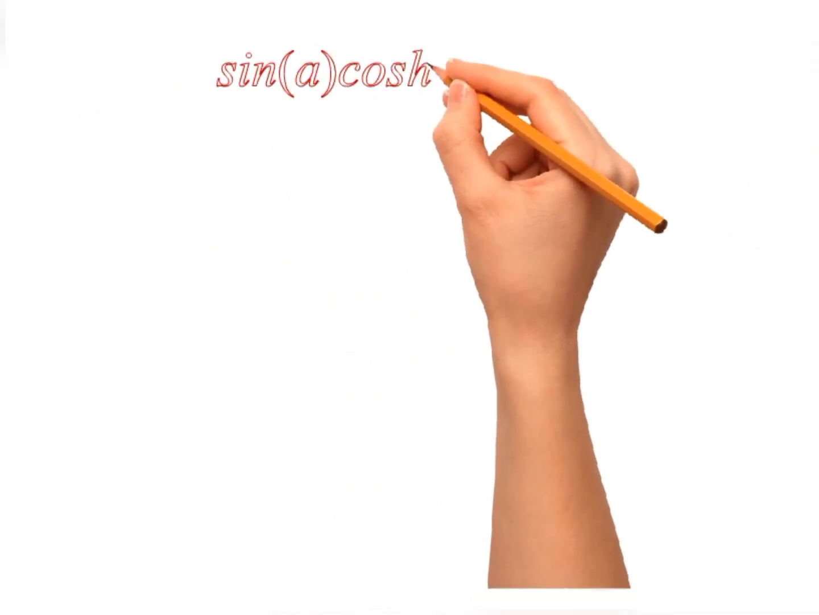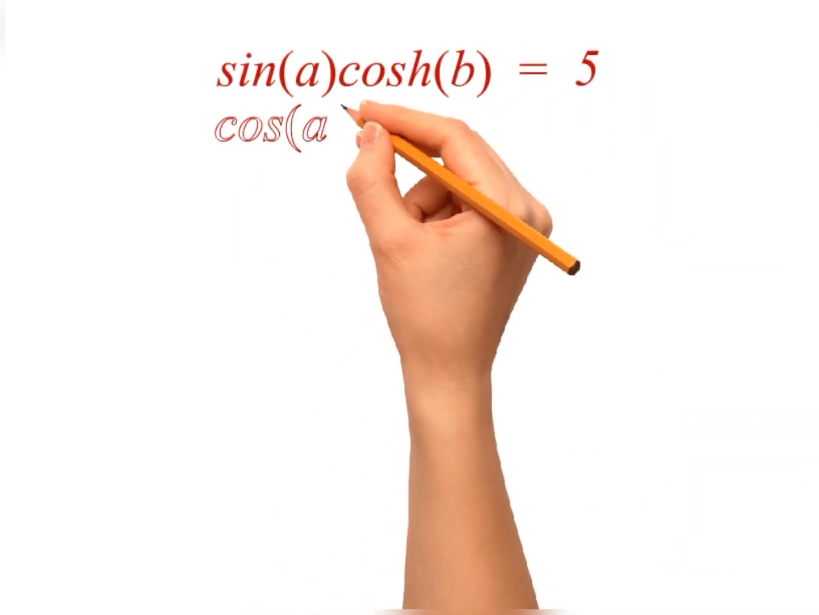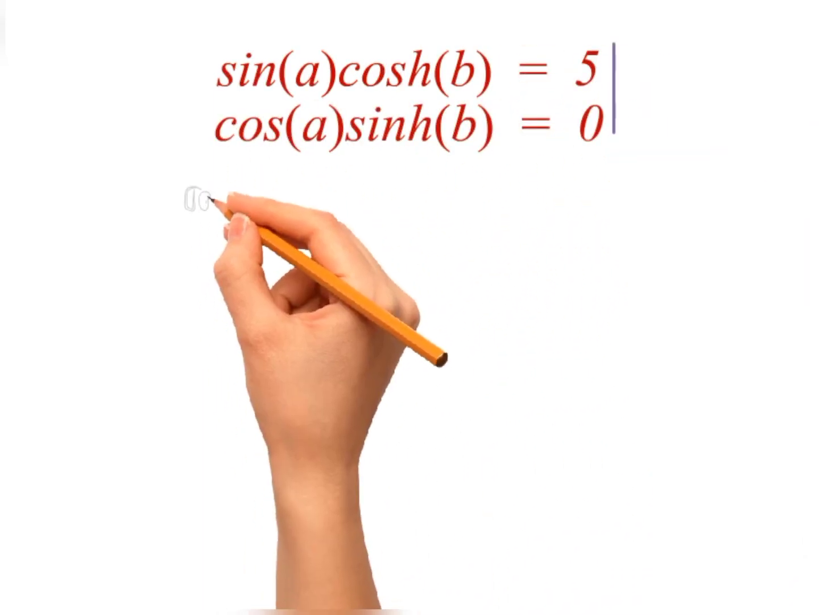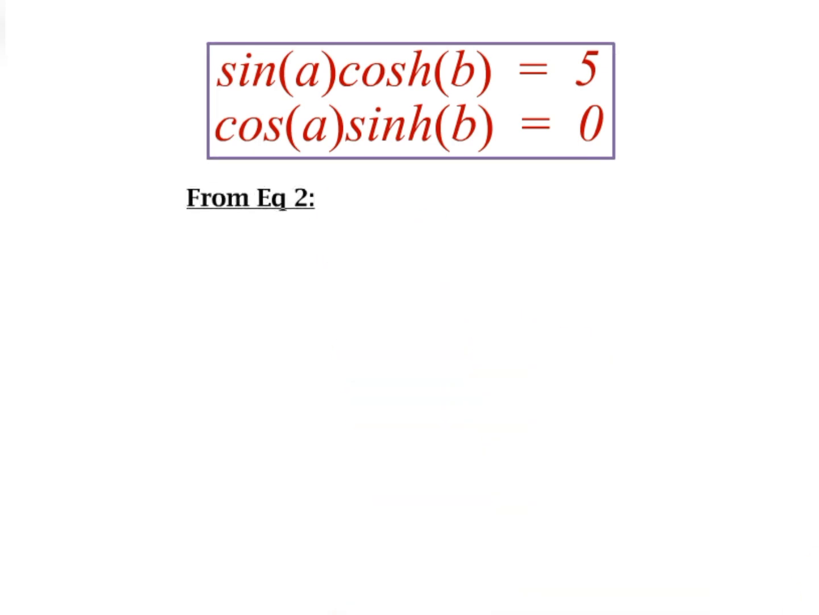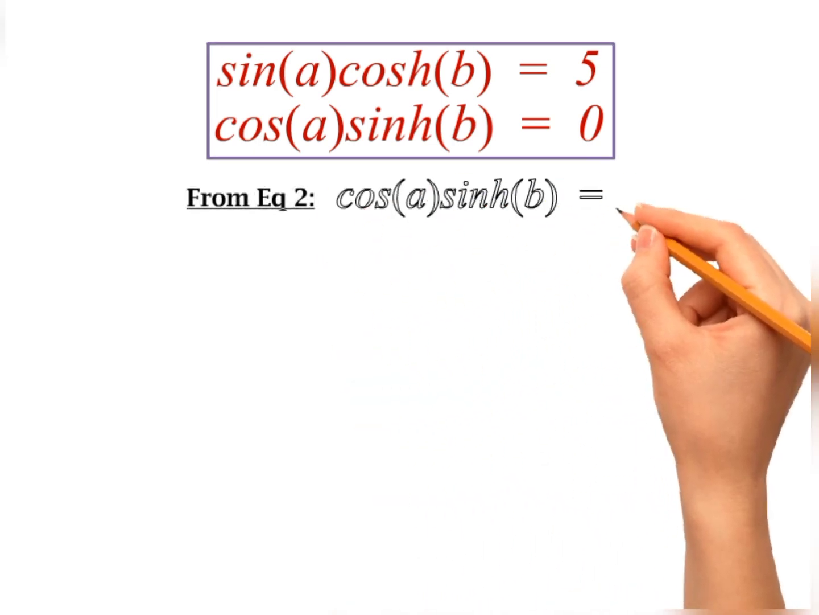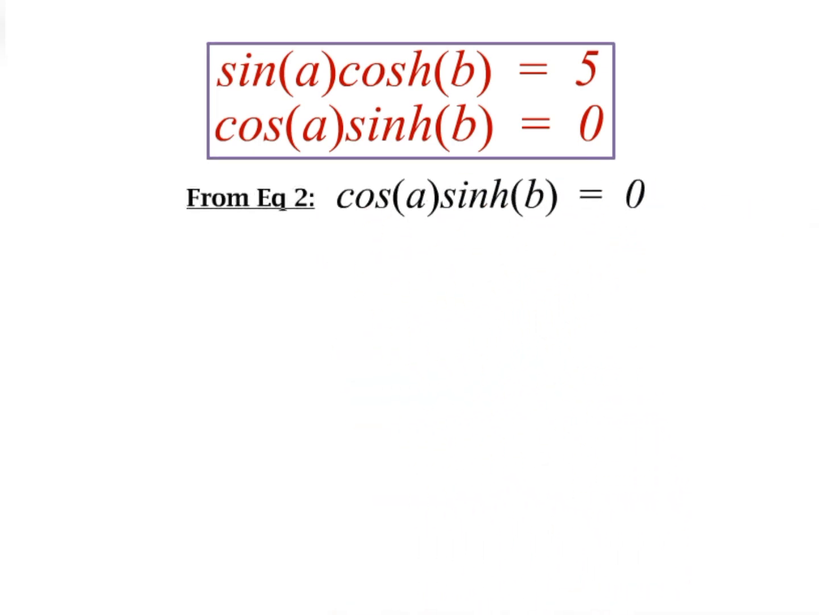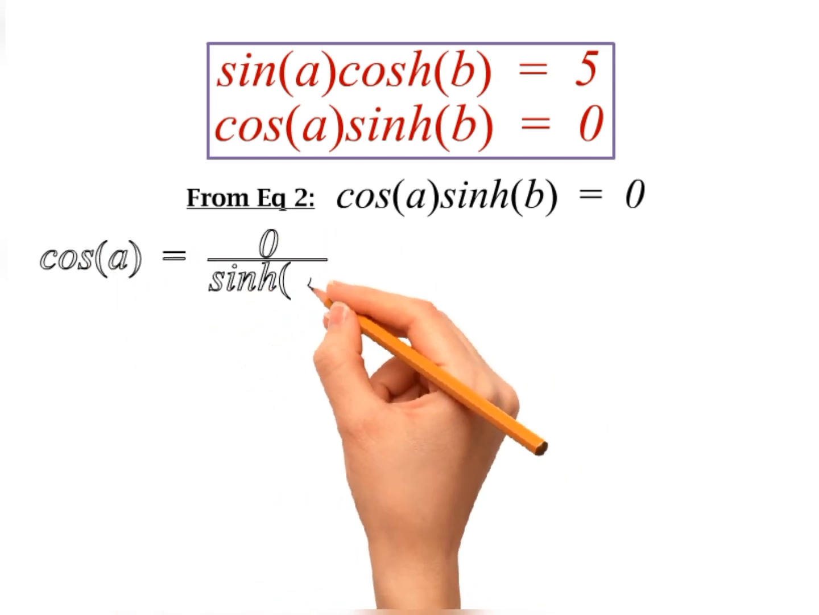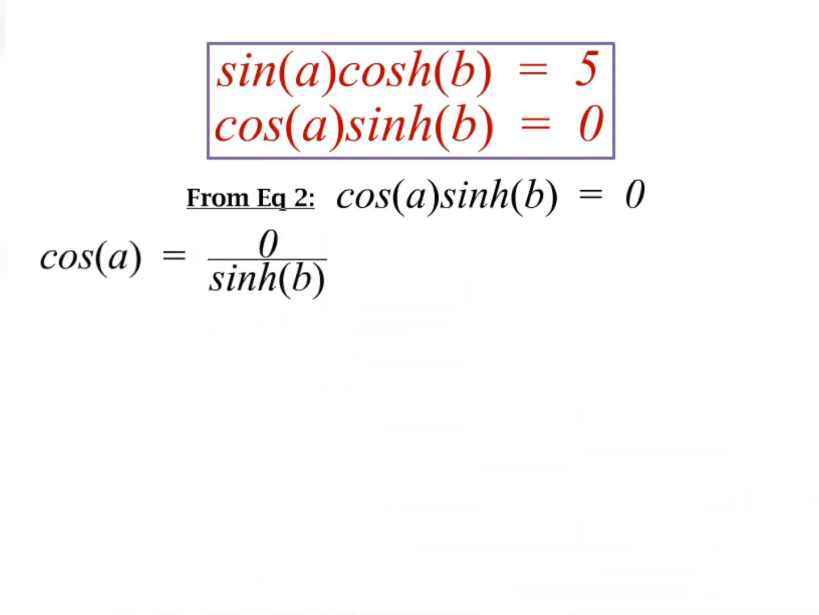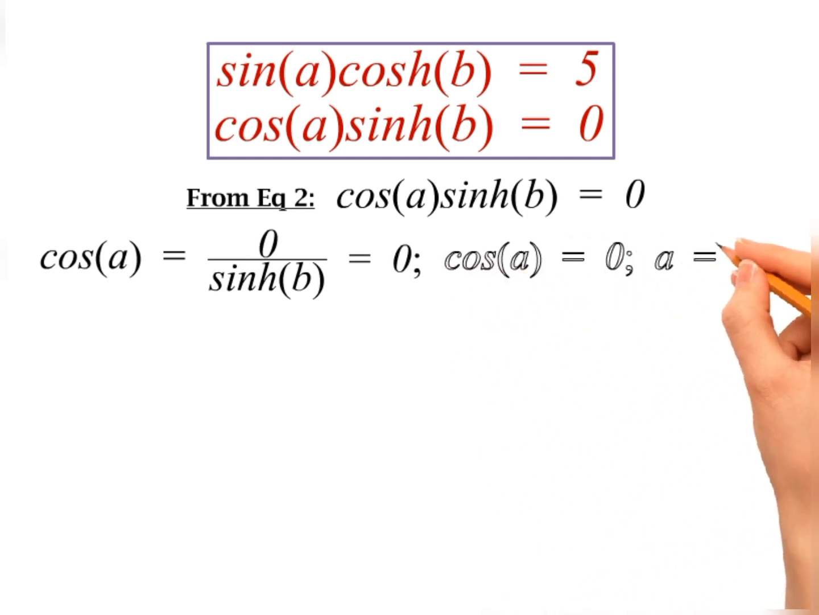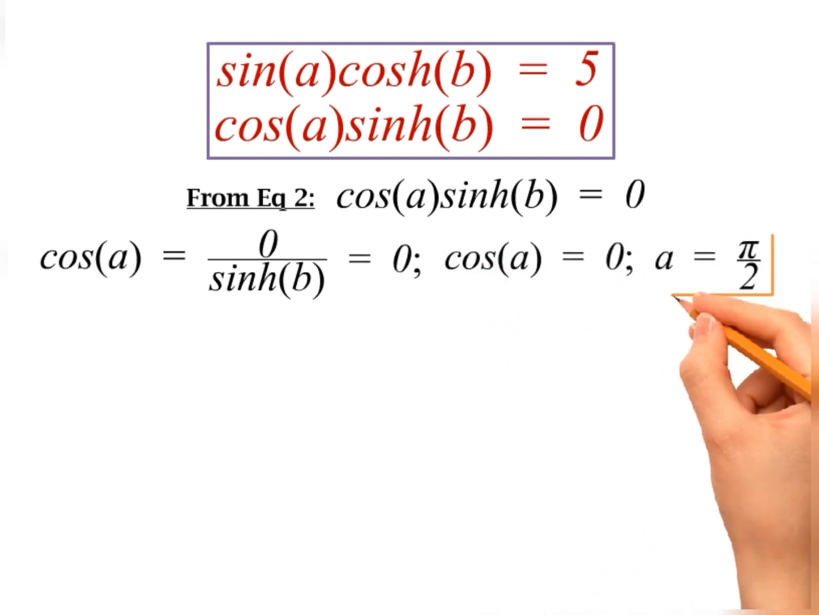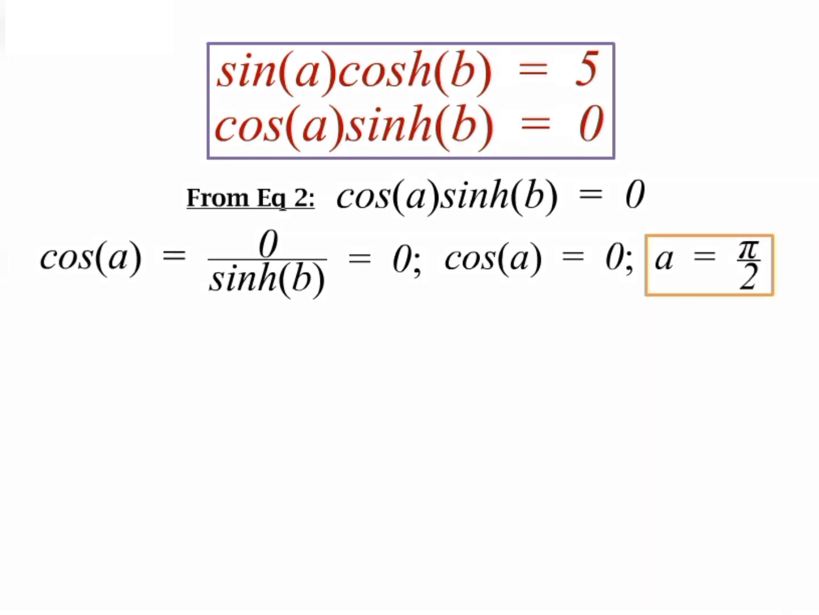What we want to do now is to solve this simultaneous equation, with equations 1 and 2 respectively. Let us attack the question from the second equation, cos a sin b equals 0. By dividing both sides by sin b, cos a equals 0. If cos a is equal to 0, then a is the cos inverse of 0, which is pi over 2. This implies that a is equal to pi over 2.